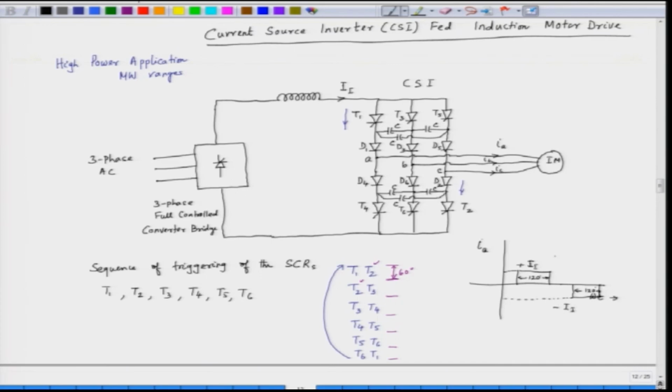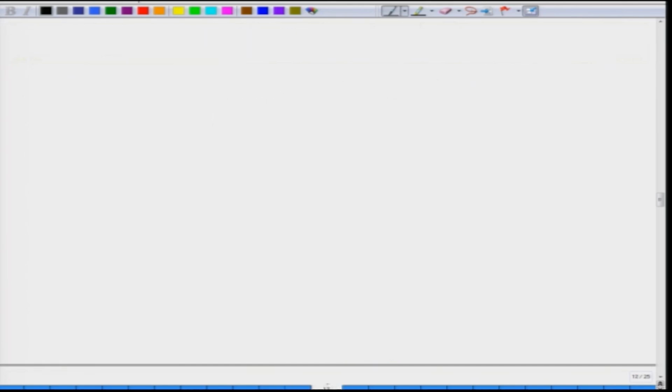Now we consider the fundamental component of this phase current IA. Similarly, phase B and phase C will be shifted from phase A by 120 degrees and so on. So, this is the phase A current. The RMS value of the fundamental component, IS, is the RMS value of the fundamental component of the output current.